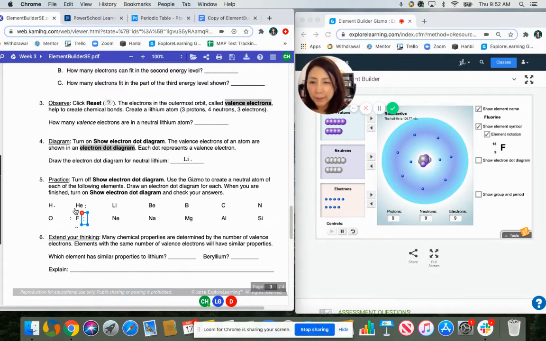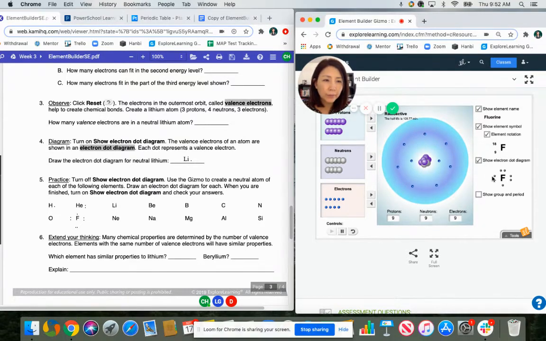So I've got 7 dots around fluorine. If you find it easier to just print this out or write it on another paper and draw the dots in, that's fine. Okay, so this is how, and then if I check fluorine, that's correct. I've got 2, 2, 2, and 1.